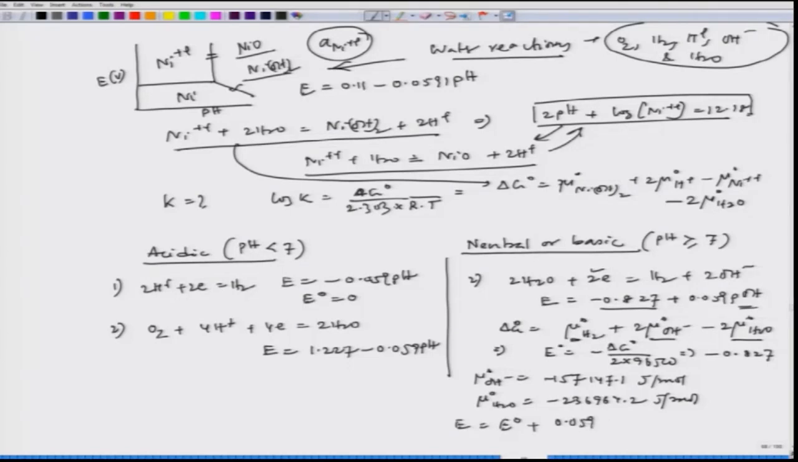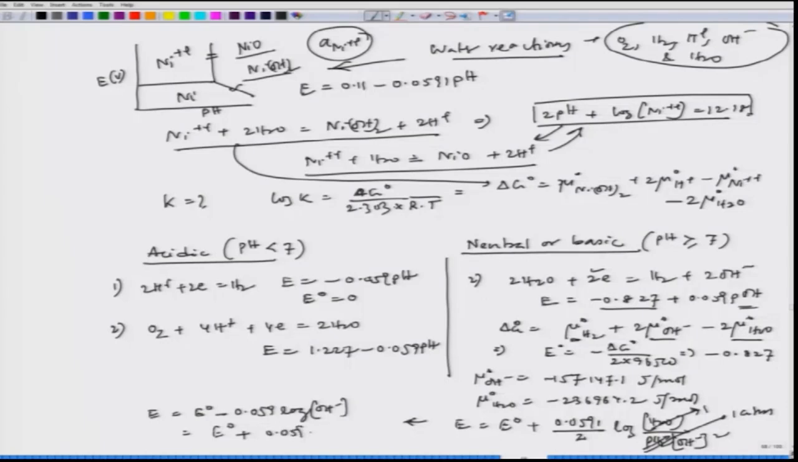E equals E0 plus 0.0591 by 2, and then log of the activity of H2O, if we put it in concentration terms, pH2O and OH minus whole squared. So, the pressure of hydrogen gas is maintained at 1 atmosphere, this is 1, it is a pure substance, and so it becomes E equals E0 plus 0.0591 times minus log of OH minus, this is nothing but E0 plus 0.0591 pOH, where pOH equals minus log of OH minus ion.